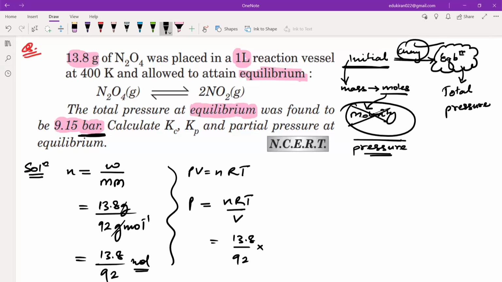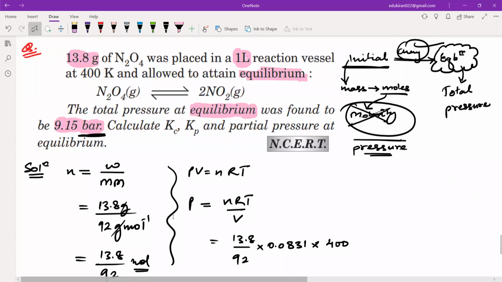I think we did this in the last class. What R do we have to take? 0.0831. Yes, 0.0831 liter bar per Kelvin per mole. So liter and liter will cancel because we have 1 liter here. That is why we just write the units here. We have got R, and the temperature is 400.